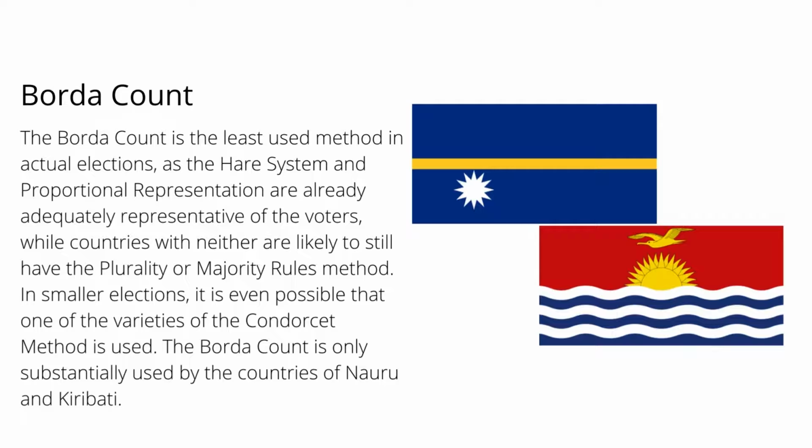Borda count. The Borda count is the least used method in actual elections, as the Hare system and proportional representation are already adequately representative of the voters, while countries with neither are likely to still have the plurality or majority rules method. In smaller elections, it is even possible that one of the varieties of the Condorcet method is used. The Borda count is only substantially used by the countries of Nauru and Kiribati.